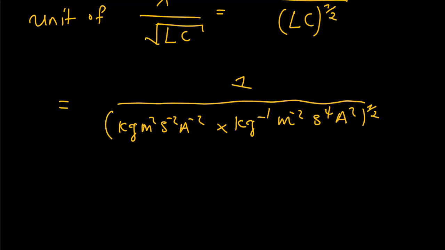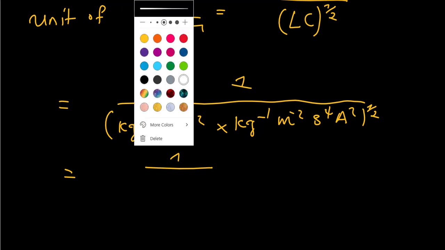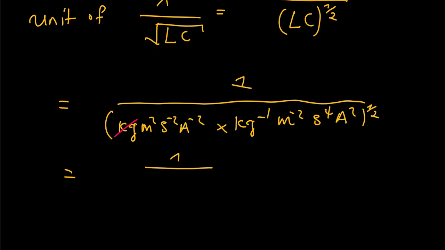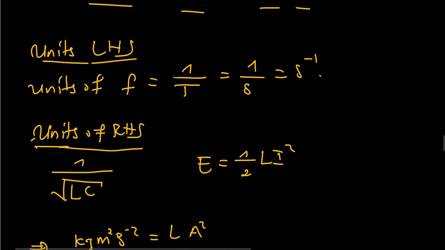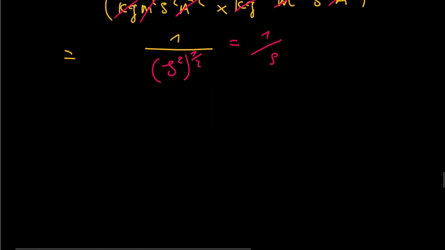In other words, the square root of it. So this is the same as 1 divided by, so let's simplify. The kilogram cancels with the per kilogram, meter squared cancels with meter squared, and ampere squared cancels with per ampere squared. So you are left with seconds to the minus 2 times seconds to the 4, and from indices that will be s to the negative 2 plus 4, which is s squared. And so I am left with s squared raised to the power a half, which is simply 1 divided by the second. Is it the same as the unit of frequency? Yes. So that unit is the same as the base unit of frequency, and so that equation is homogeneous.